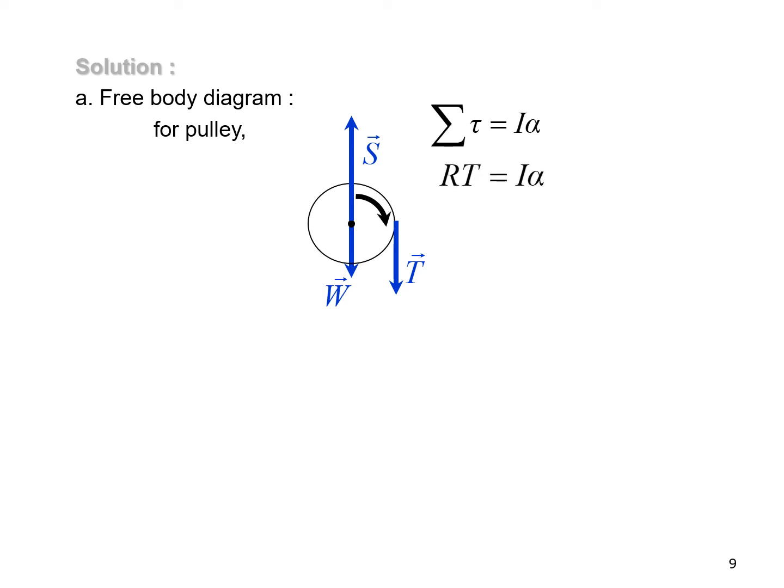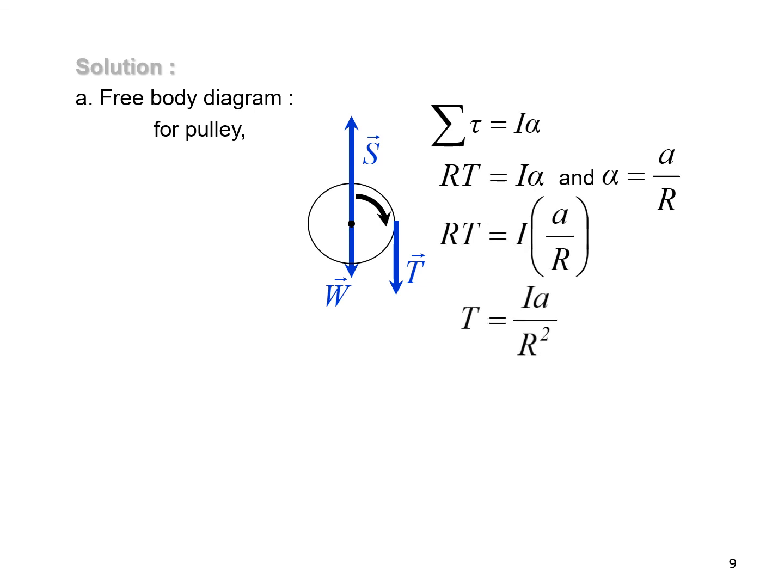So if we expand, RT is equivalent to I times angular acceleration, and angular acceleration will be equivalent to linear acceleration over radius. Since we are going to determine the linear acceleration first, we do it in linear acceleration form first. So replace it in, and then rearrange: T will be equivalent to I times a over R square. We end up with equation 1.